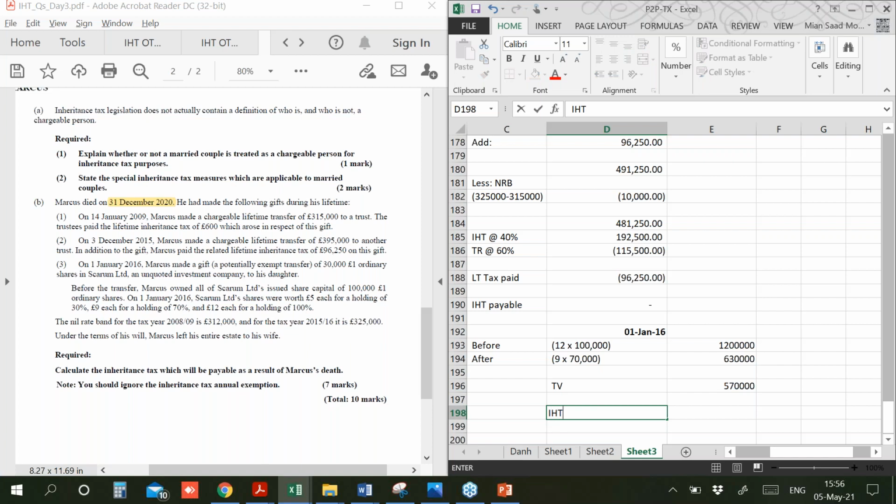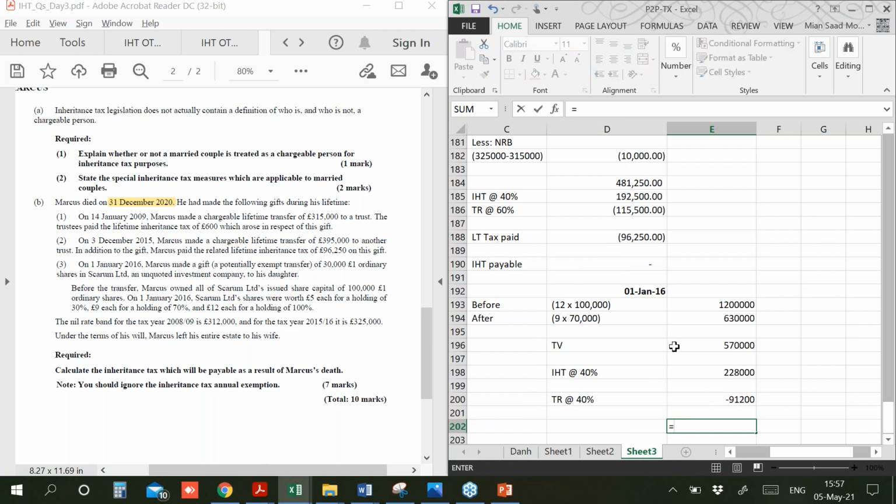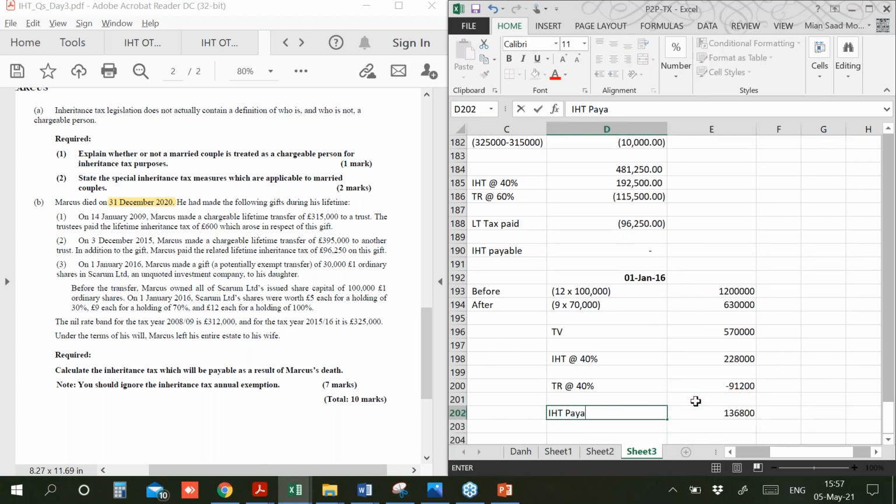So IHT at 40% is this amount times 40%. Then the taper relief will be at 40% as well, but taper relief will be 40% of this amount, because this is the total tax. Out of that, 40% will be discounted. I can put a negative sign in the start to make the figure completely negative. So the IHT payable will be this minus the discount. 136,800 is IHT payable. So with that, the second part gets complete as well.